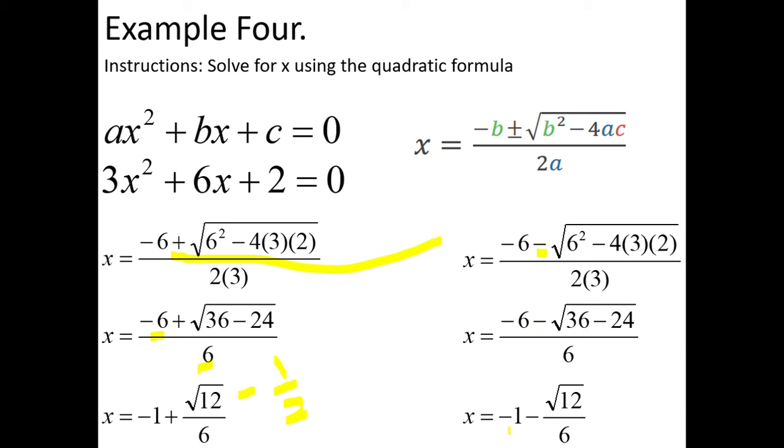And so here you have a minus 1 minus a square root of 12 over 6. So this is about a half. So you have a negative a half and a negative 1. So that's about a negative 1.5. So those are our two answers to this quadratic equation.